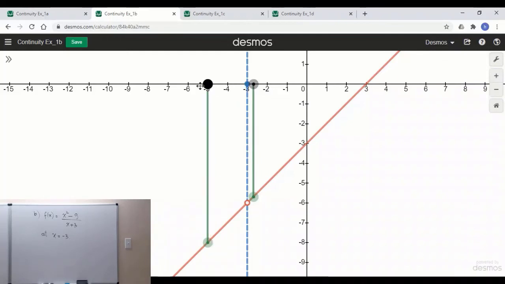Just look at the way the function behaves. If we trace along the graph here, we have to lift our pencil to make our way to the other piece and continue to trace. Otherwise, there's no way to trace along this graph without lifting our pencil, because of that empty hole right here. All right, so that's a graphical illustration showing how it is consistent with what we found earlier, that this function is discontinuous at x equals -3.